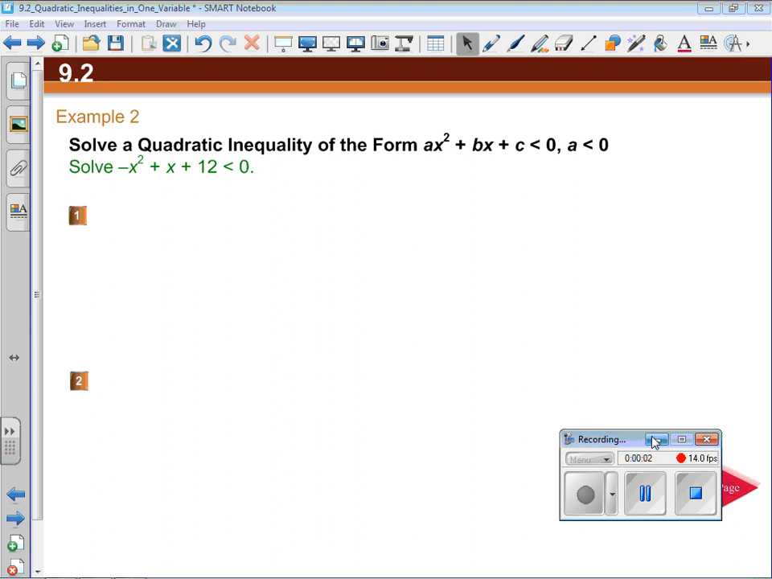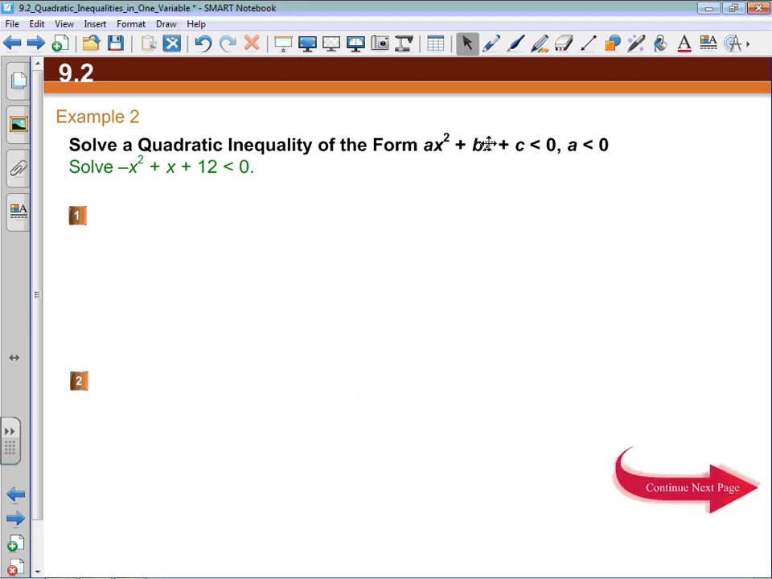Okay, welcome to 9.2 in Math 20-1, example number 2. It's just a slightly, uglier isn't the right word, but it is a slightly more difficult quadratic. We're going to solve it the same way though.